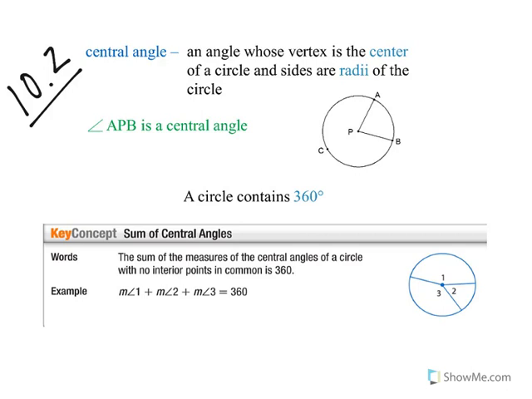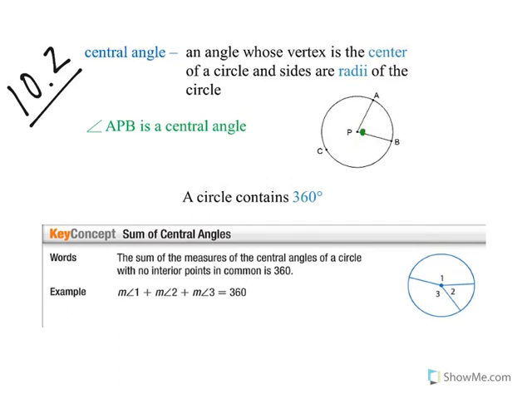So what is a central angle? And it's really exactly what it sounds like. A central angle is an angle whose vertex is the center of a circle and whose sides are radii. So, for example, the center of the circle is center P. The sides of the angle are radii. So that means angle APB or angle BPA is going to be a central angle. It just basically means that the vertex is at the center.